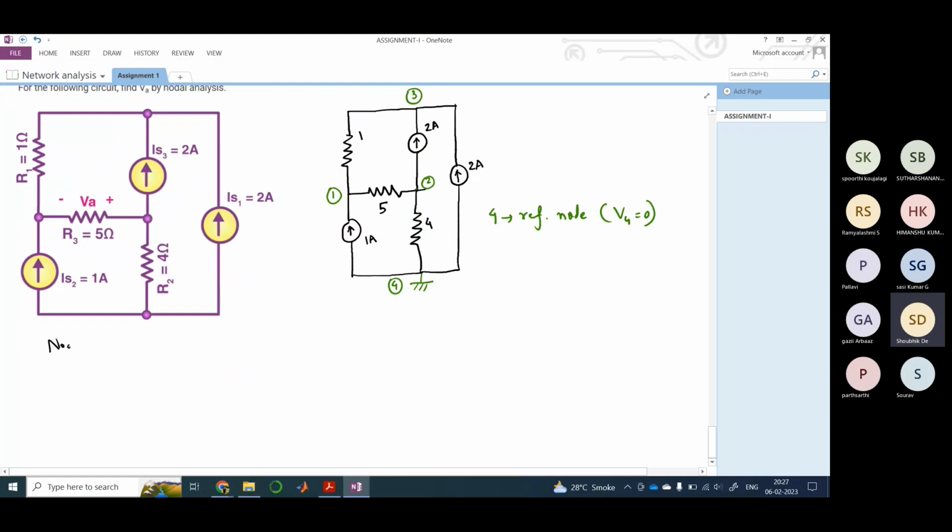So now let us write what is node 1. This is my node 1, right? Here, basically, the main principle of nodal analysis is that incoming current will be equal to outgoing current, right? So at node 1, what is my incoming current? This is nothing but this independent current source, so 1 ampere. So this is our incoming current, and what would be our outgoing current?